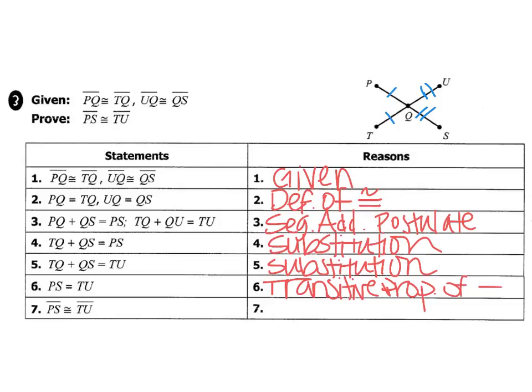And then last but not least, how do we go from statement 6 to 7? They look identical, except one is saying the measures are equal, this one is saying the segments are congruent. So anytime we're going from equal to congruent or congruent to equal, always the definition of congruence. So statement number 7 would be definition of congruence. And you're done.